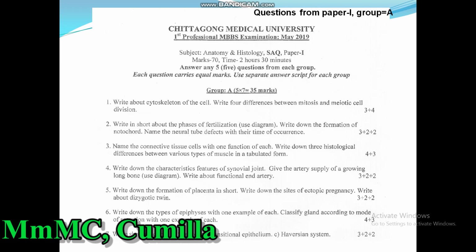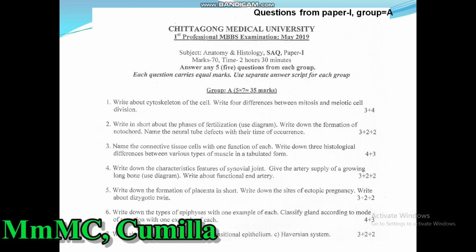And for twin pregnancy, you know there are two types, monozygotic and dizygotic twins. Here, write about the dizygotic twin, so you have to know about that. The marks are only two, so write specifically here. And next, write down the types of epiphyses and one example of each. We know there are several types of epiphyses: pressure epiphyses, traction epiphyses, and so on.